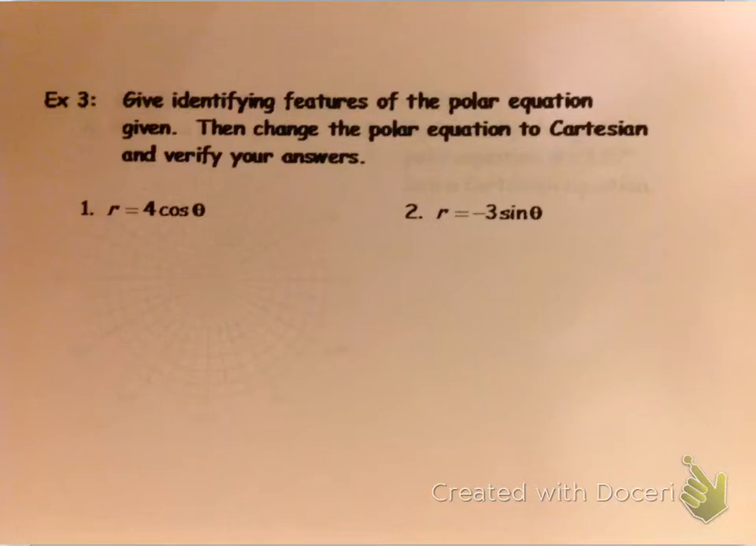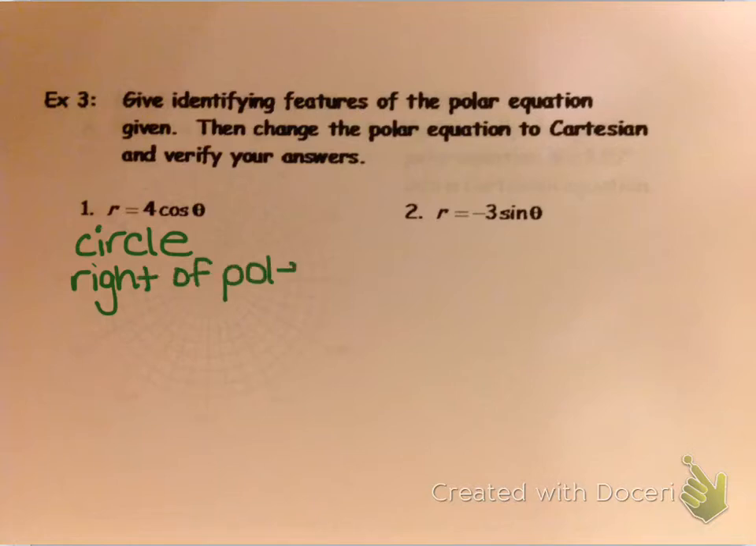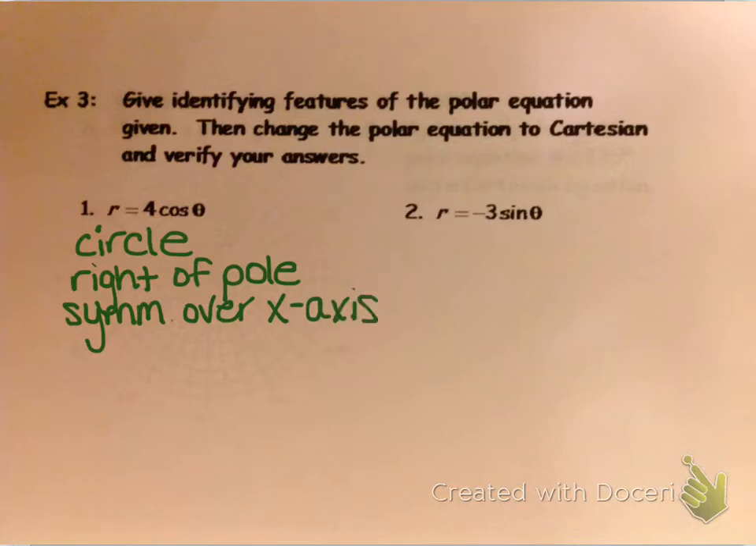Okay, hopefully you paused. And now what you need to do is you need to see how many of these characteristics you were able to do. So this is a circle. It's been shifted to the right of the pole. It's going to be symmetric over the x-axis. It's got a diameter of 4, which means it's got a radius of 2.